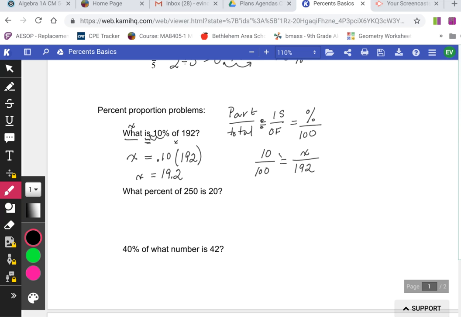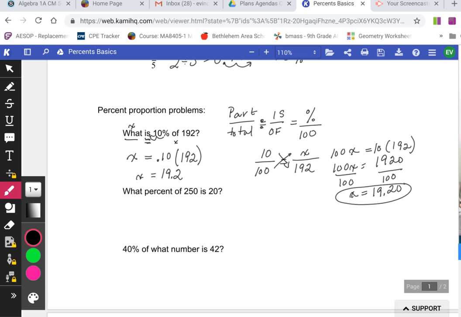And then to solve a proportion, I cross multiply, so I get 100x equals 10 times 192, or 1,920. And then I'm going to divide by 100. So x equals 19.20, which is exactly what I got before. So you can do this two ways, whichever way you prefer. If I ask, though, for a percent proportion, I want to do the proportion. Let's try the next one as a proportion rather than an equation.